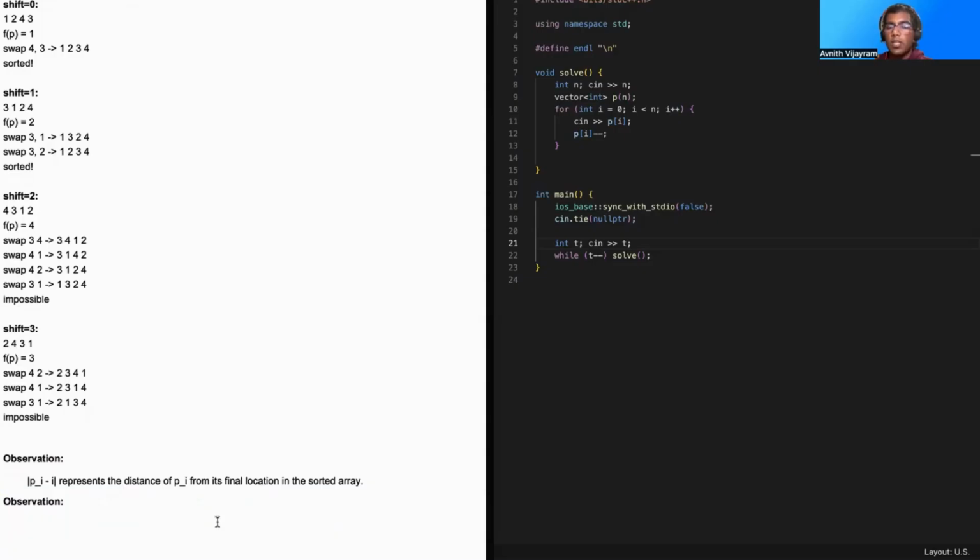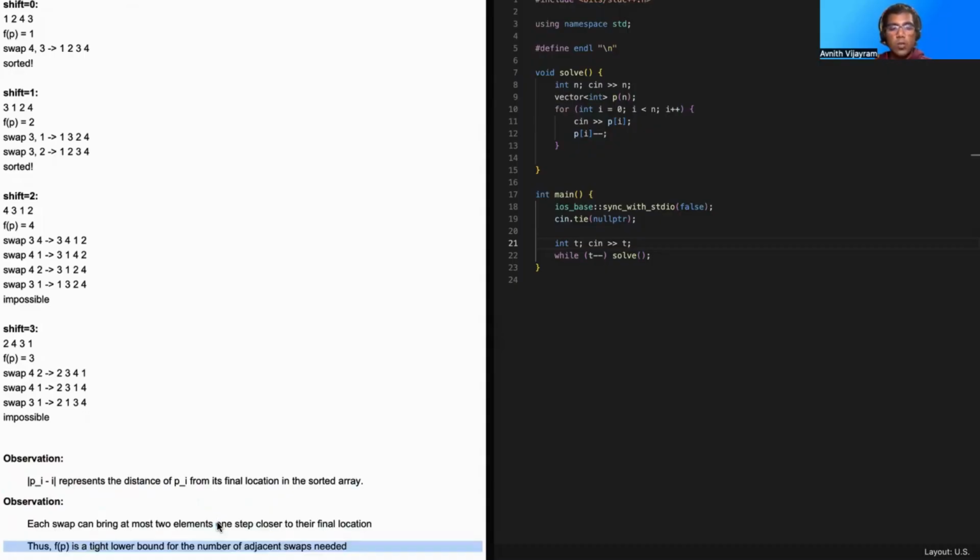And now we can look at f of P, and we can notice that each swap that we make of adjacent elements can bring at most two elements one step closer to the final location, right? Since we'll swap two elements, and in the best case scenario, we'll bring both of them closer to the final location. So what this means is f of P is a tight lower bound on the number of adjacent swaps needed. We can never use fewer than f of P swaps. And this is because f of P represents the total distance of all elements from their final locations divided by 2.